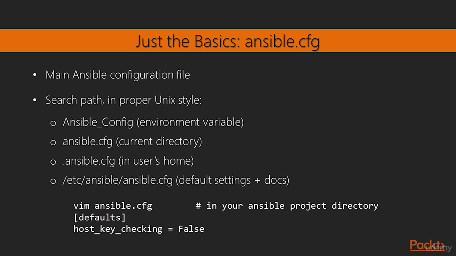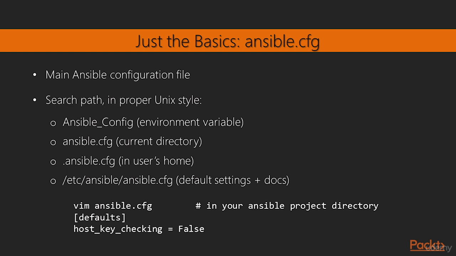Okay, let's talk about the main Ansible configuration file. It's called ansible.cfg, and in true Unix fashion, the search path looks something like this. You're running Ansible or one of the Ansible commands like ansible-playbook. The first place that Ansible is going to look for a config file is in the ANSIBLE_CONFIG environment variable.